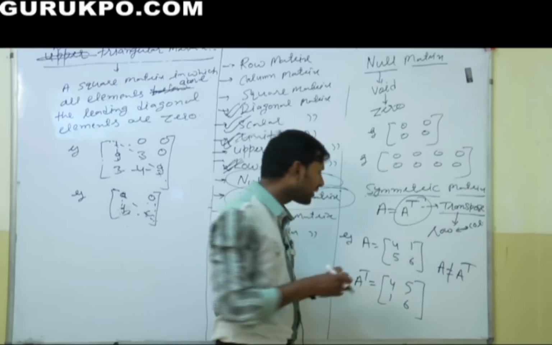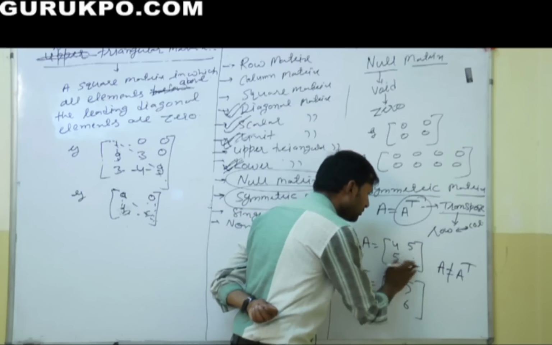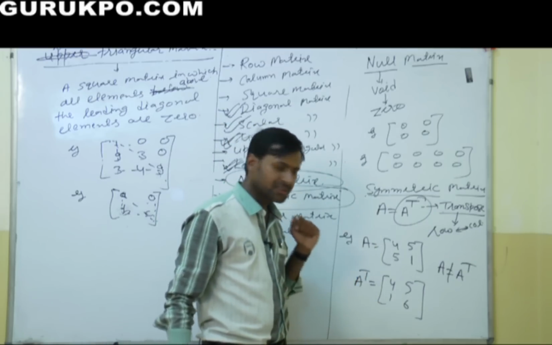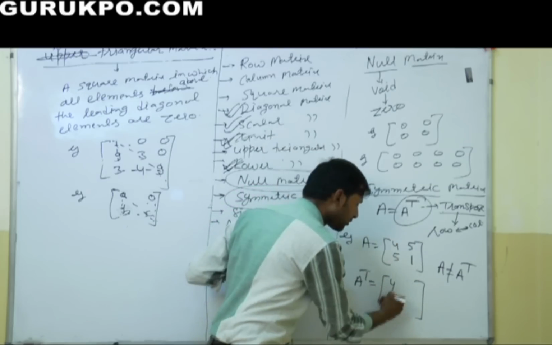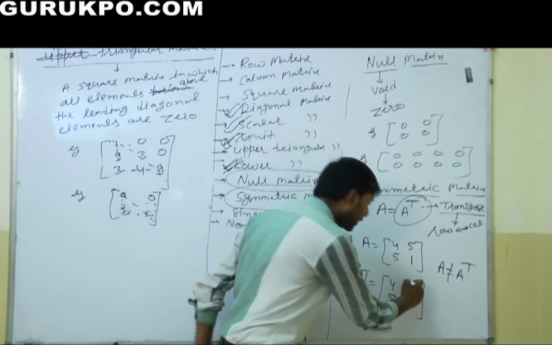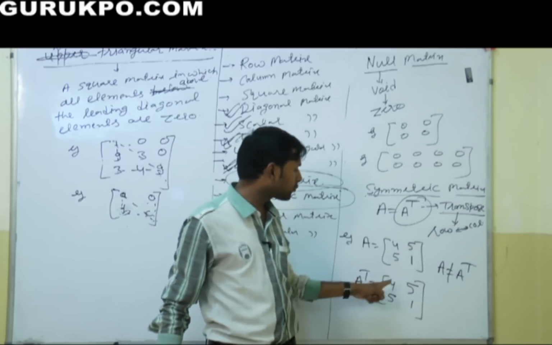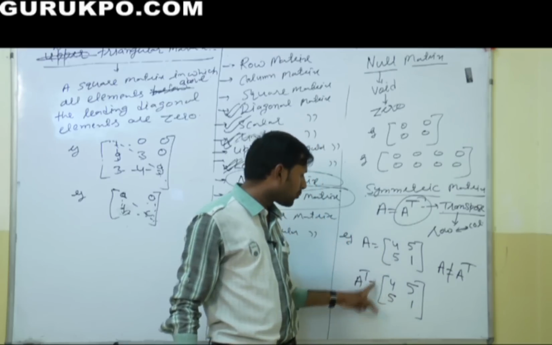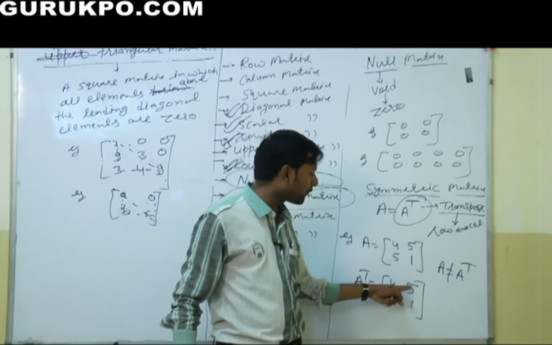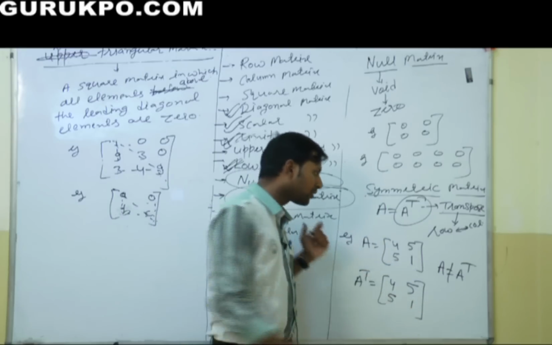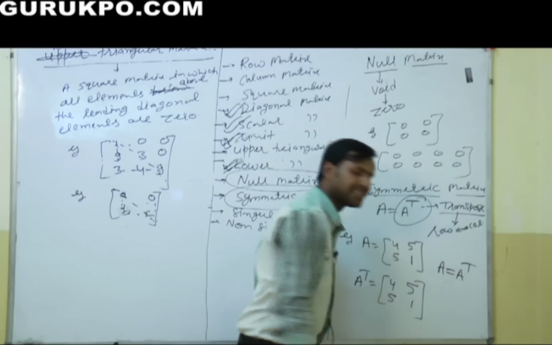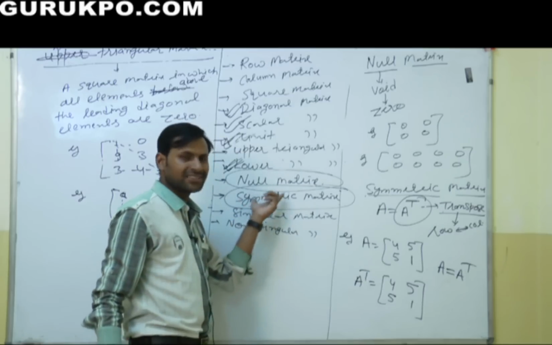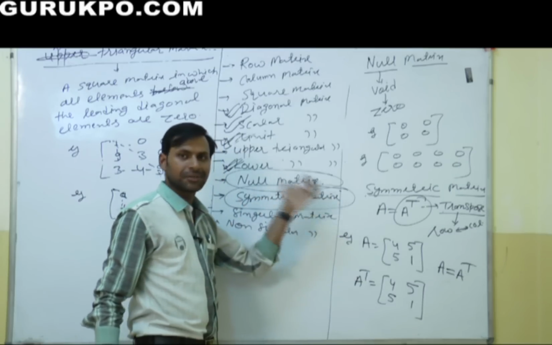But I do some changes. Now what happens if we transpose this matrix? Row 1, 4, 5. Row second, 5, 1. So column 1 becomes 4, 5, and column 2 becomes 5, 1. Now both matrices are the same. How? 4, 4, 5, 5, 5, 5, 1, 1. So both matrices are exactly the same. A is equal to A transpose. So this matrix is a symmetric matrix. So what is a symmetric matrix? If a matrix is equal to its transpose matrix, then it is known as a symmetric matrix.